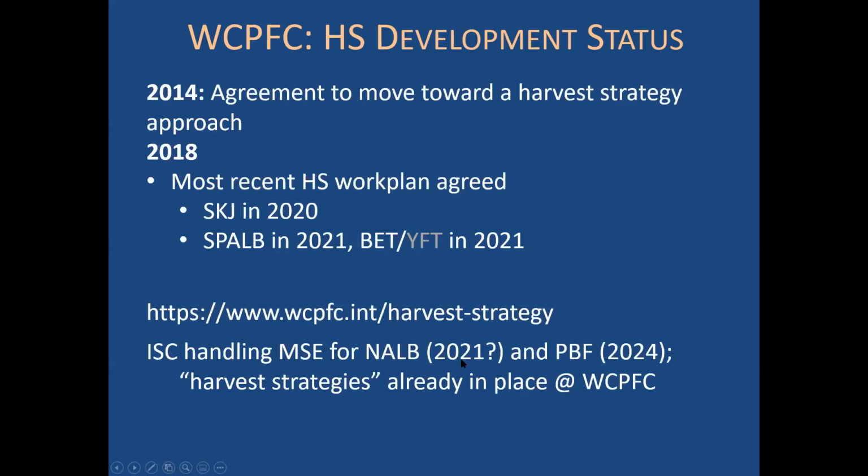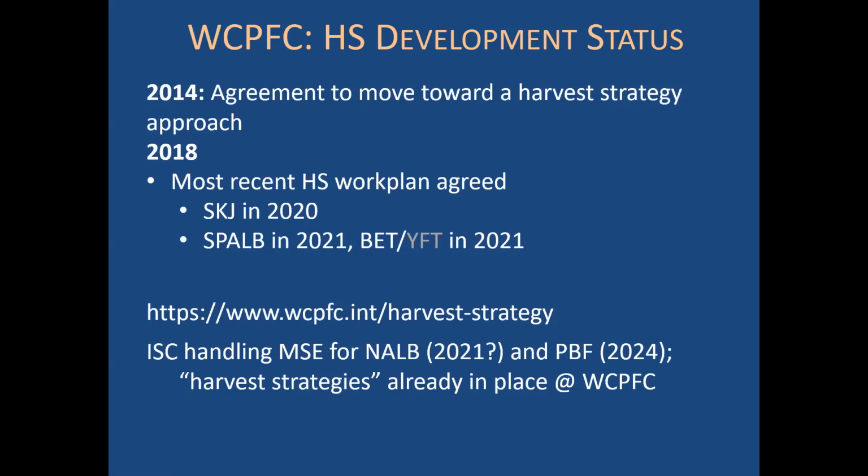And the way the current management frameworks are, even though they have these MSC processes in place scheduled to end next year for North Pacific albacore and 2024 for Pacific bluefin, they're using the term harvest strategies for these two stocks about the management already in place. So again, a little bit confusing from a terminology perspective, because even though they're calling it harvest strategies, it's not the harvest strategy that we're talking about today.